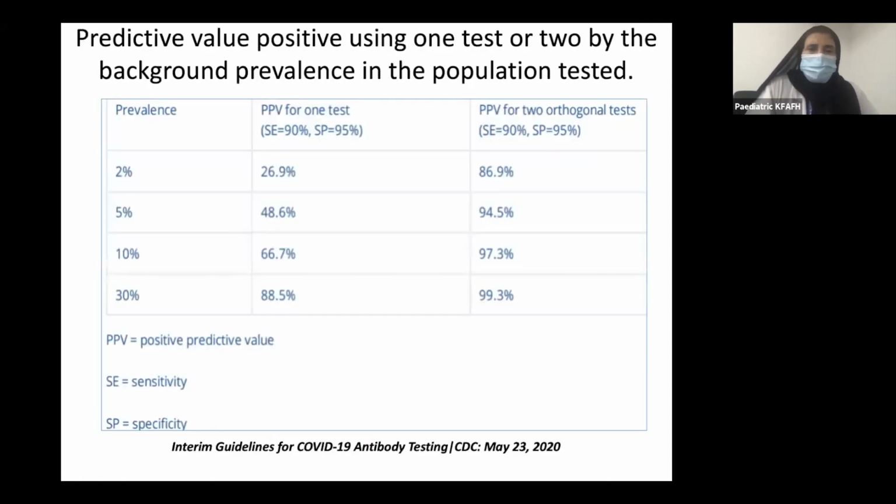And this is interesting, it actually talks about the relationship between the prevalence of COVID-19 in the population and the positive predictive value of the PCR testing. So the higher the prevalence, the higher the positive predictive value of the test. It goes up to 88.5% if the prevalence of COVID-19 is 30%. And if we do 2 samples instead of 1, then that goes to nearly 100%.